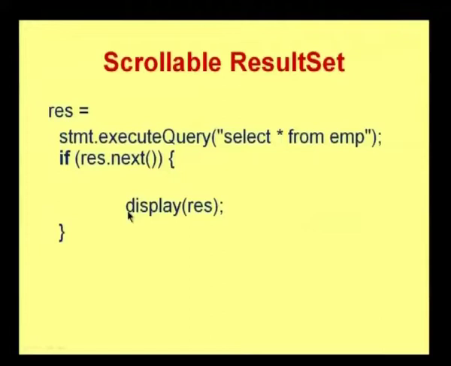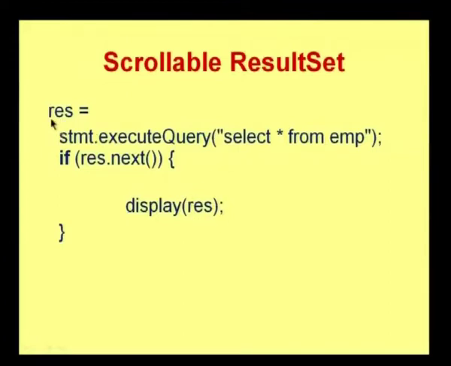This rs.next will return a boolean value. If it is true, it means that you have a row next to the cursor position. My cursor is in one position, and if I give rs.next, it moves to the next position. If in the next position you have a record, then at that point from the result set you can access all the columns available in the result set. Here I have given display res, so it will display the entire res.